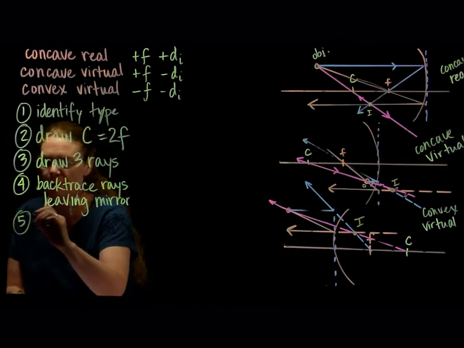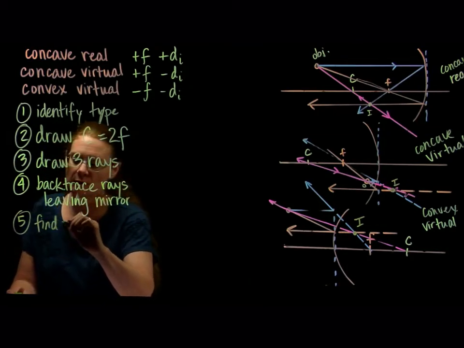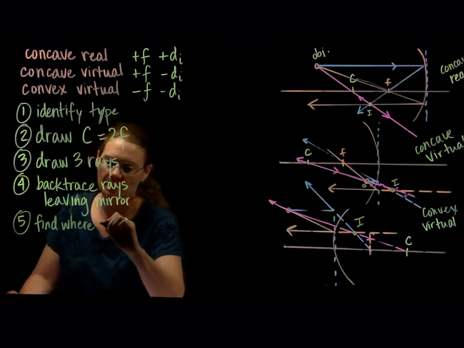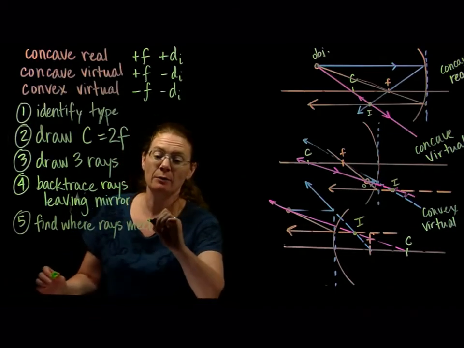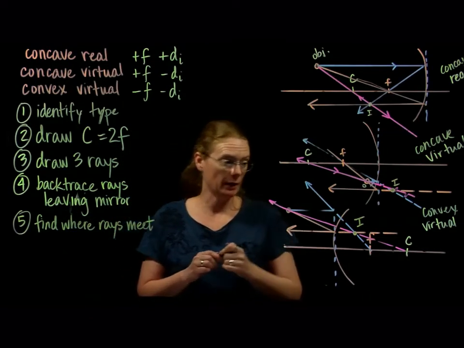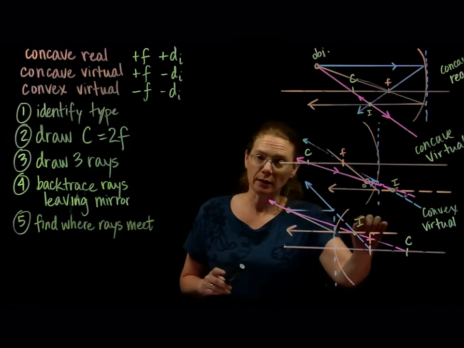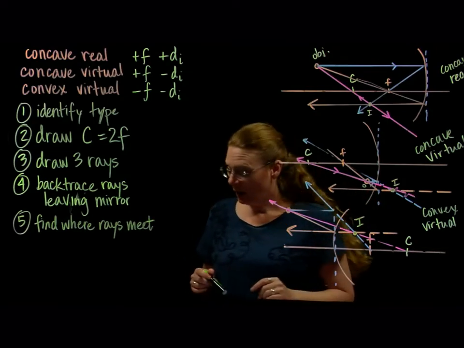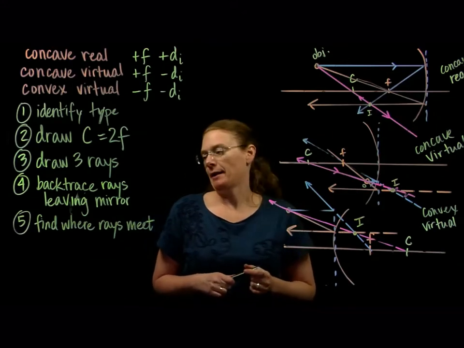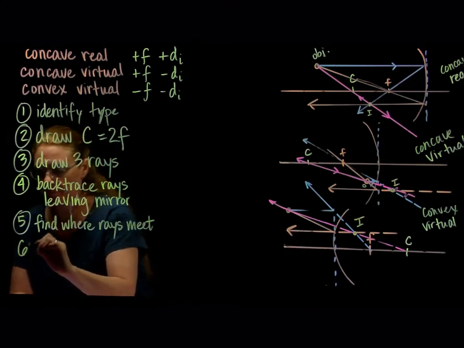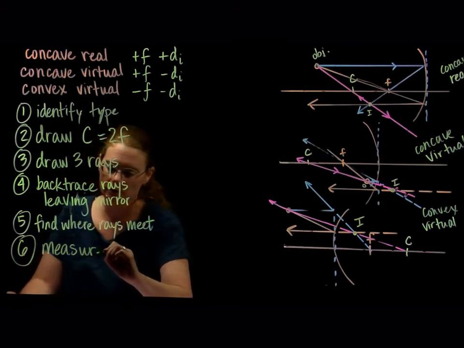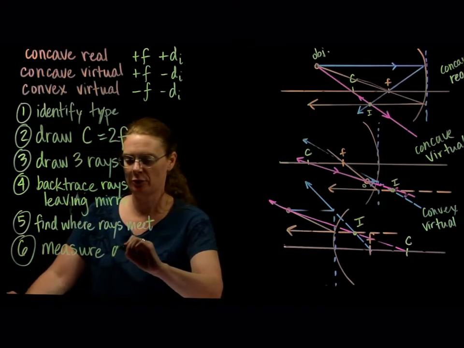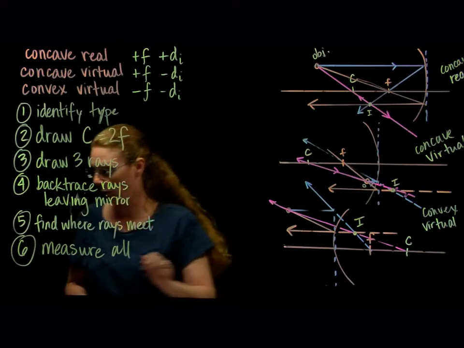All right, so I've got my rays traced, and I find where they're meeting. So that's my step 5. Find where the rays meet. And that is where your image is formed. So I usually just put a dot there. You can put a little eye saying image if you want. And what is next? Okay, 6. We are going to measure everything. Measure all. And I'm going to pause.